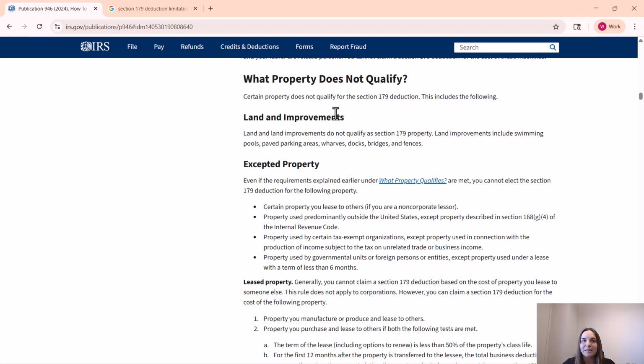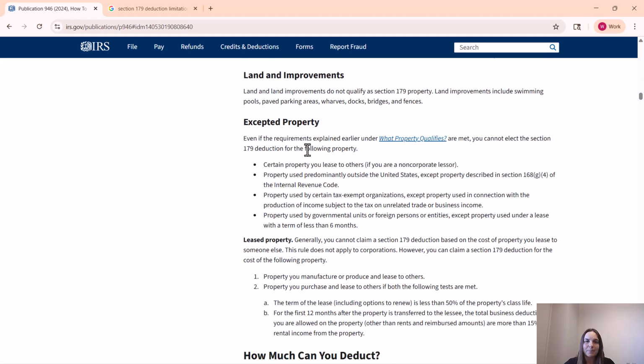What does not qualify? Land and improvements do not qualify. Okay. In general, we cannot take land anyways. We don't depreciate land. Land improvements, we do depreciate. But land improvements, this gives you examples: swimming pools, paved parking areas, docks, bridges, fences. These don't qualify for Section 179. This is excepted property, so items that just don't qualify.